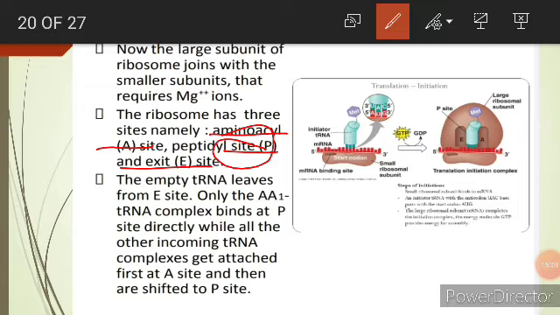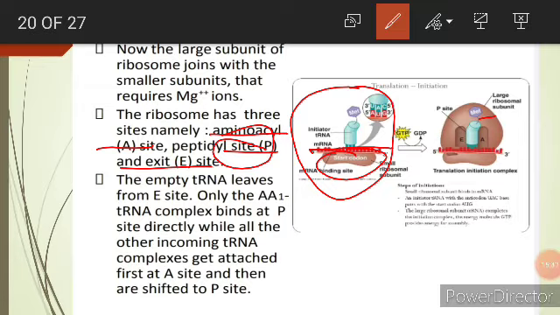So what is the name of this complex? That is the smaller subunit of ribosome complex that is produced. You can see here the smaller subunit of ribosomes, then this is the mRNA, then here the amino acid and tRNA. This is MET, methionine. So this is the one complex that is produced.